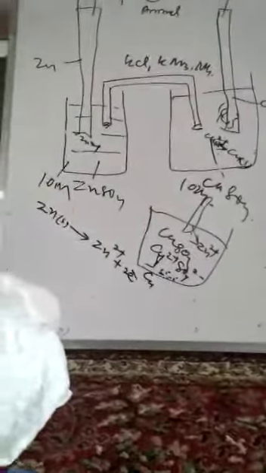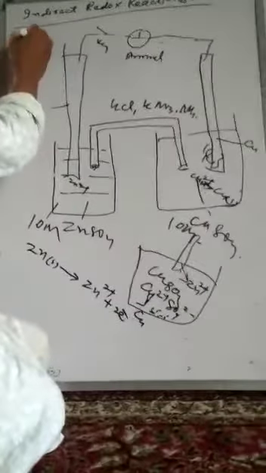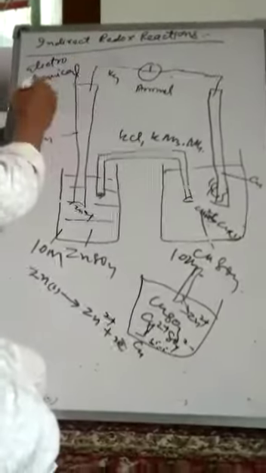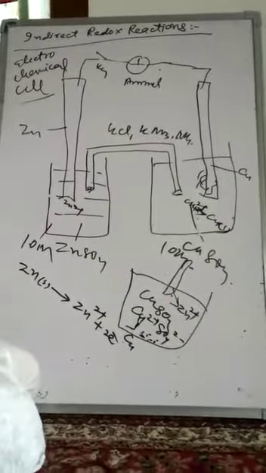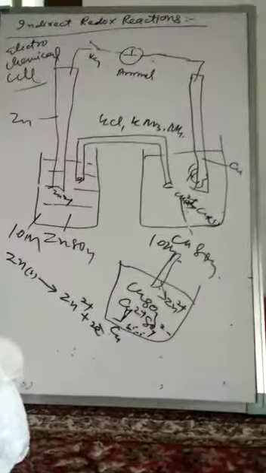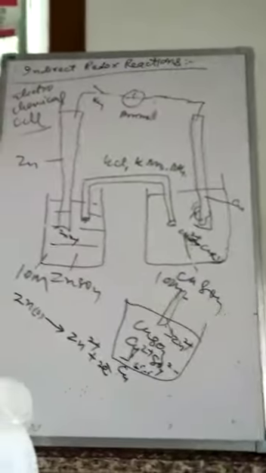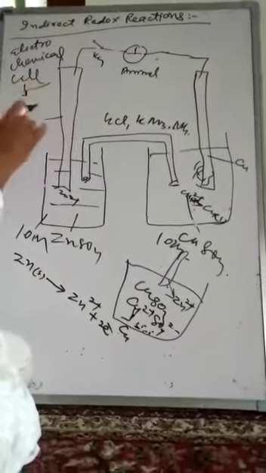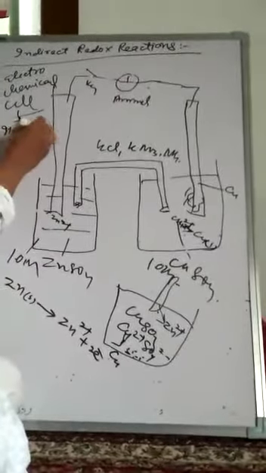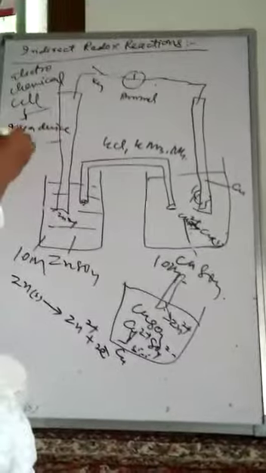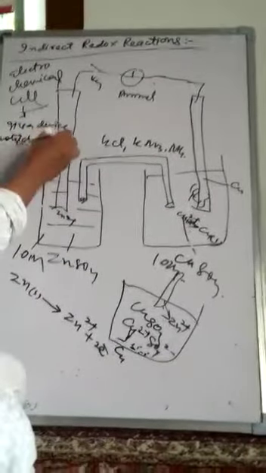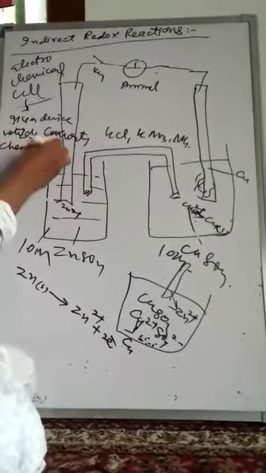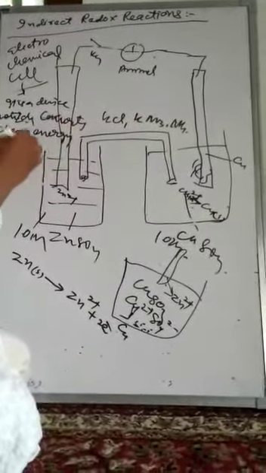is called an electrochemical cell. So this is an electrochemical cell. So what is an electrochemical cell? An electrochemical cell is a device which converts chemical energy into electrical energy with the help of a redox reaction. It is a device which converts chemical energy into electric energy.